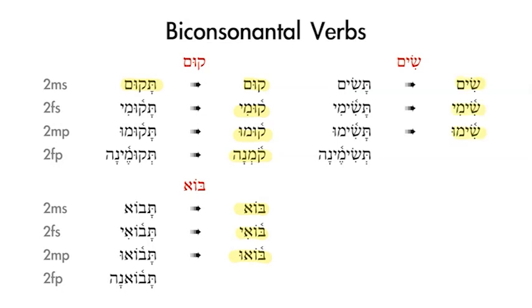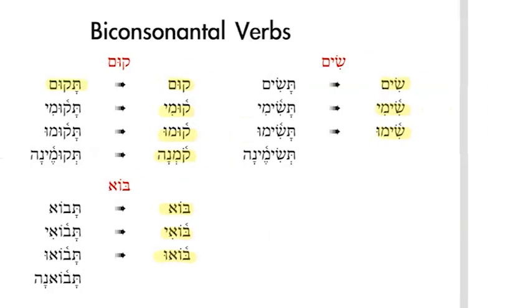In each case, the lexical form of the verb is clearly present, and the suffirmatives clearly identify the person, gender, and number of the imperative. The only tricky form will be the 2ms, because the imperative 2ms of the biconsonantal verb will look just like the infinitive construct or lexical form, but context will clearly help you distinguish between those two forms.